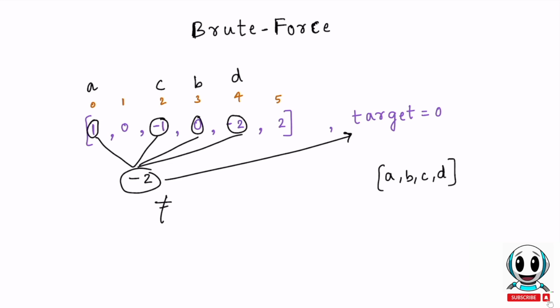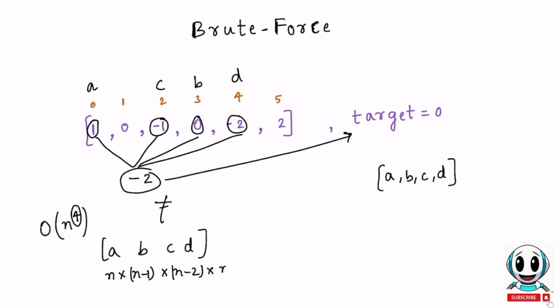This is the brute force approach, and it takes O of n to the power of 4 time. N to the power of 4 because for each of the indices A, B, C, D, we are trying all the possible indices from the original input array. For index A, we can pick n possible indices from the original array. For index B, we can pick n-1 remaining indices, index C, n-2 remaining indices, and index D, n-3 remaining indices. This is equivalent to big O of n to the power of 4.